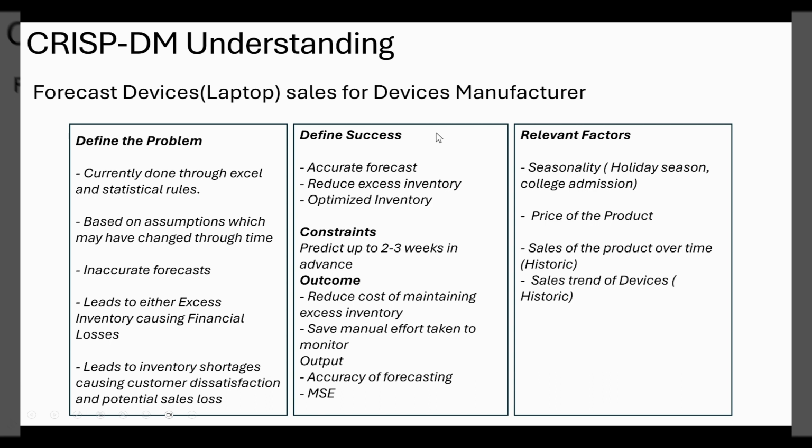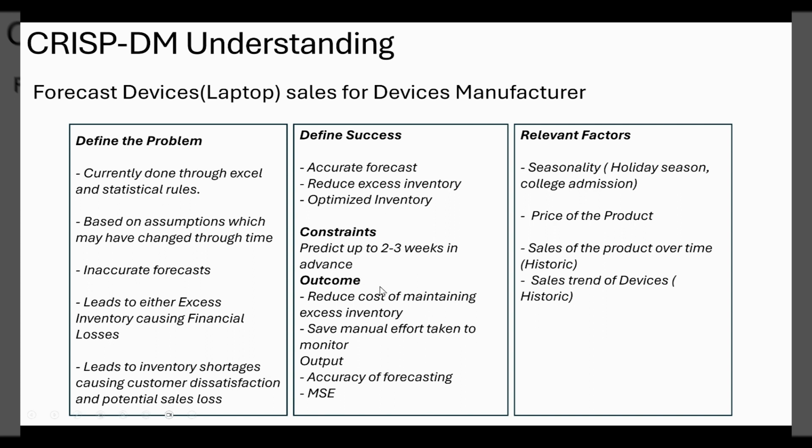Our success criteria would be to accurately forecast the device's laptop sales, which will help in optimizing the inventory that we have by accurately predicting the forecast. The constraint that we have is that the demand forecast has to be done 2 to 3 weeks in advance, so as to fulfill the demand that we have predicted.